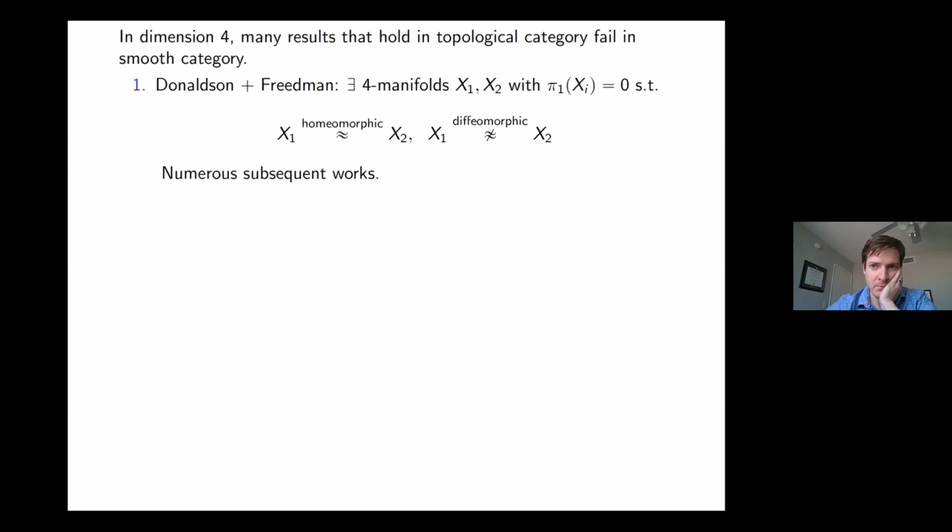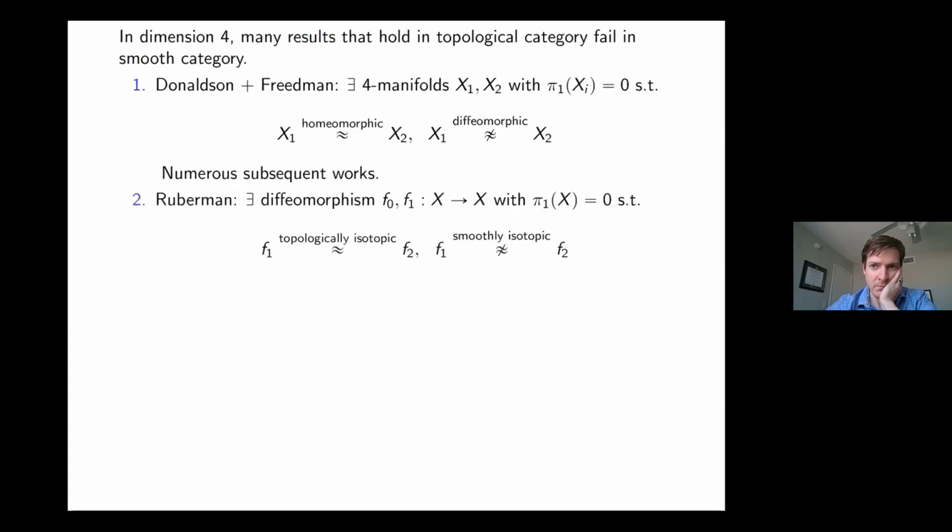This is the first instance of such exotic phenomenon for simply connected four-manifolds. Nowadays, looking for exotic smooth structures on simply connected four-manifolds has been a huge area in four-dimensional topology, so it's impossible to list all those significant results here. Okay, so that's the first instance.